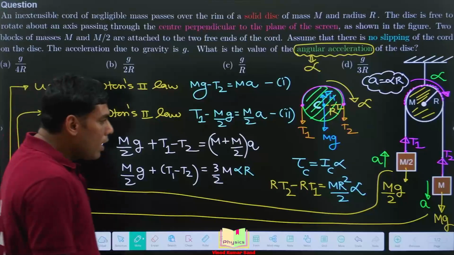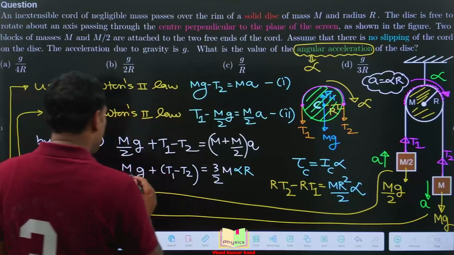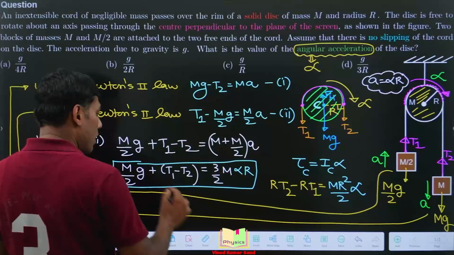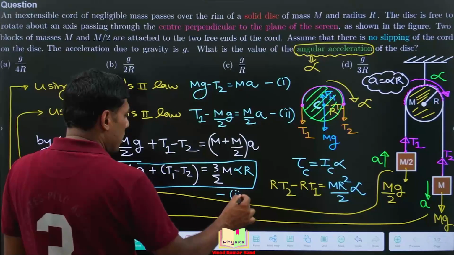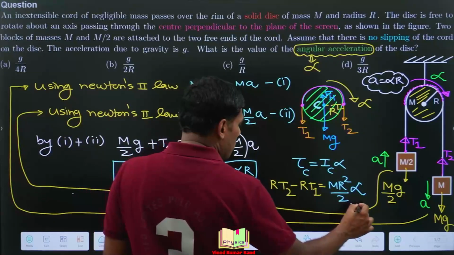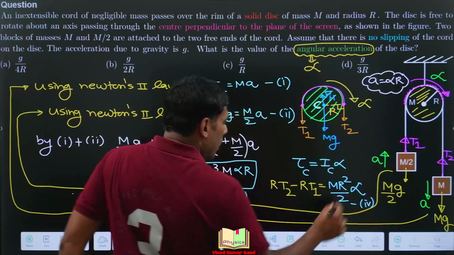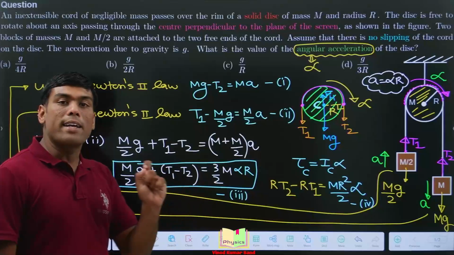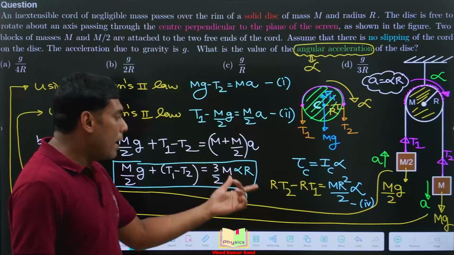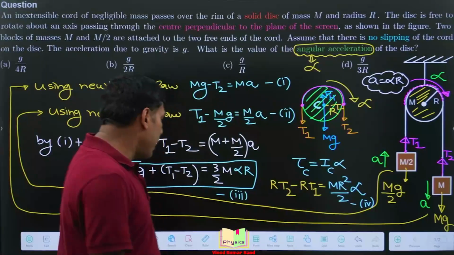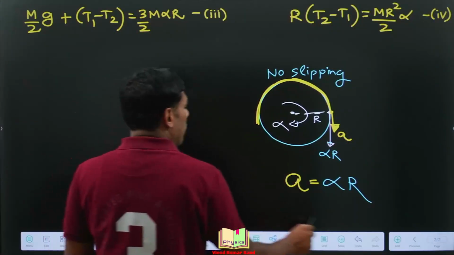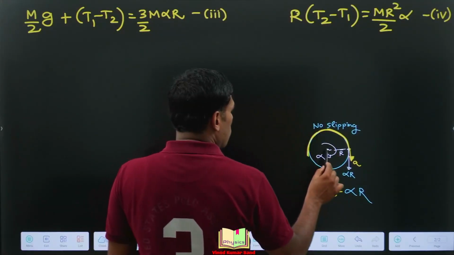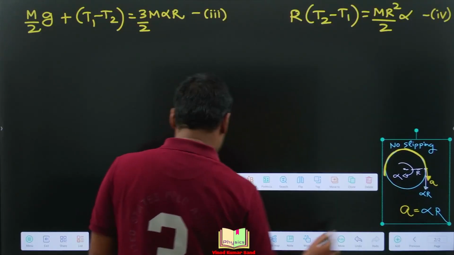Do you agree? Now we call it equation number 3 and call it equation number 4. Simplifying these two expressions will be getting our angular acceleration. I'm taking this data on the next page. We have to simplify these two equations. So let's start the process.